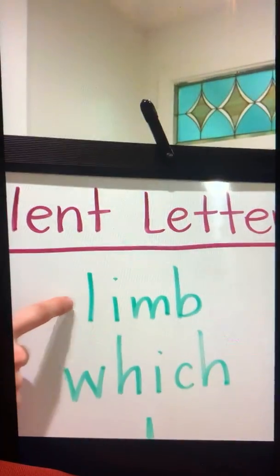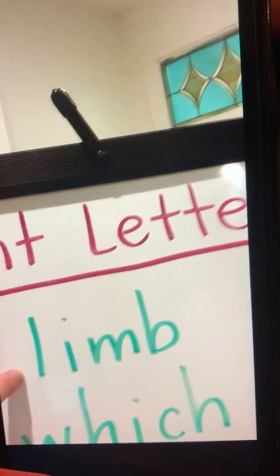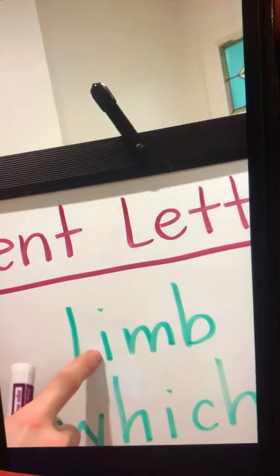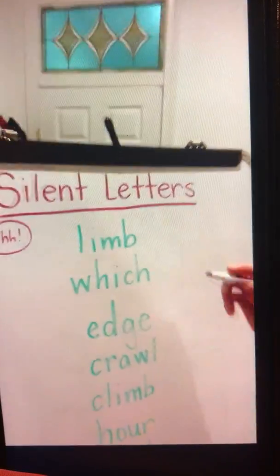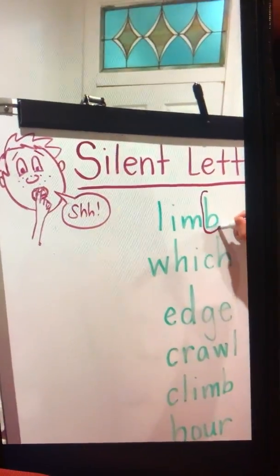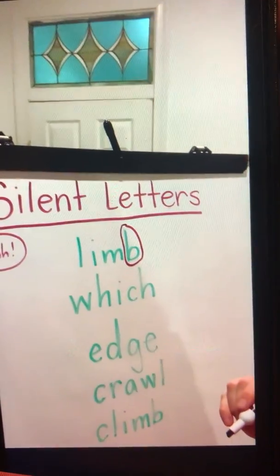This first word is limb. Limb, like the limb of the tree is a branch of the tree, or this is my arm, it's a limb. Good, limb. So when you say limb, do you hear l? Yeah. Limb. Do you hear b? No. Do you think you know what the silent letter is? It's the B. Limb. I'm going to circle the B. That is our silent letter.